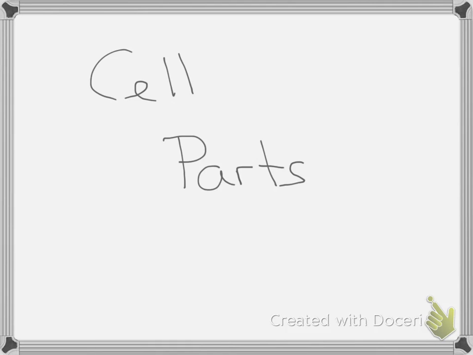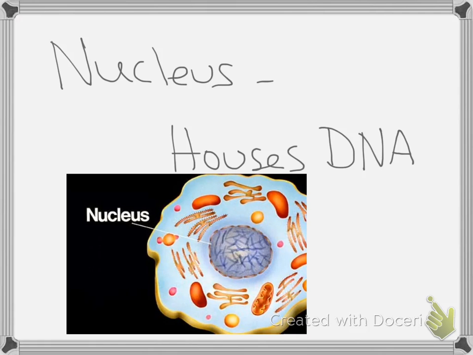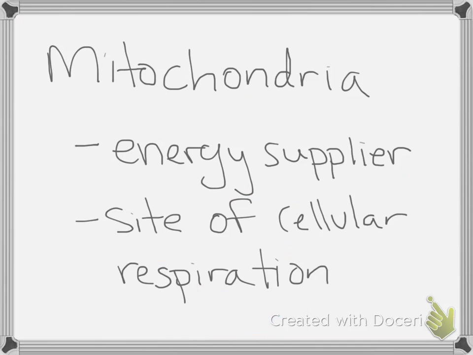This is a quick review on cell parts. I'm only going to highlight the cell parts that we think that you need to know for this test. First of all, we should remember that the nucleus is the area that houses the DNA. We find it in eukaryotic cells. It is right here. It's in the center. We find the chromosomes in there. It is sort of like our control center of the cell.